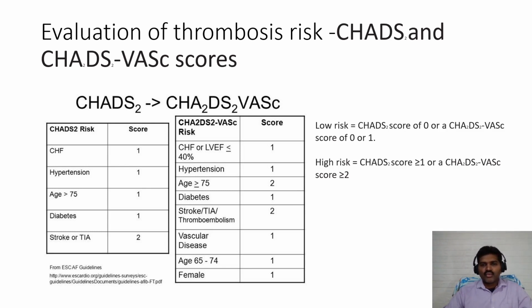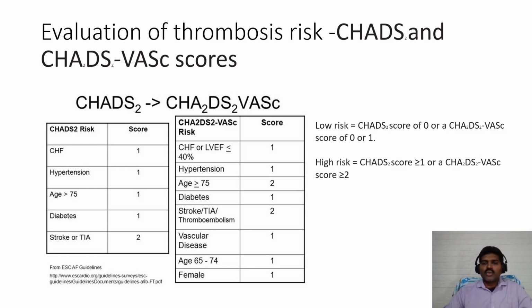Any vascular disease, peripheral vascular disease carries 1 point. Age between 65 and 74 years carries 1 point. And if female patient, it carries 1 point. Patients can be divided into low risk and high risk based on CHADS2 and CHA2DS2-VASc score. Low risk patients are those with CHADS2 score of 0 or CHA2DS2-VASc score of 0 or 1. High risk patients will have CHADS2 score of greater than 1 or a CHA2DS2-VASc score of greater than or equal to 2.